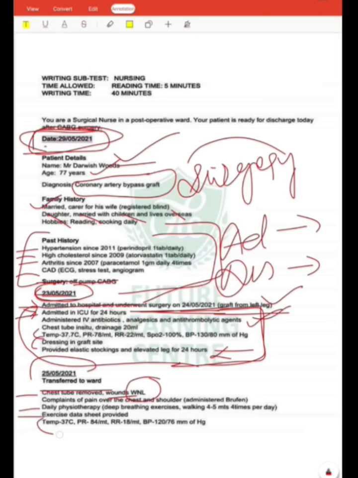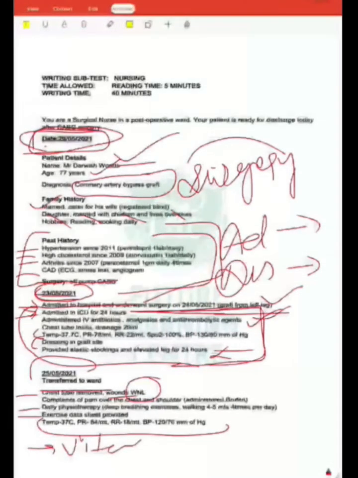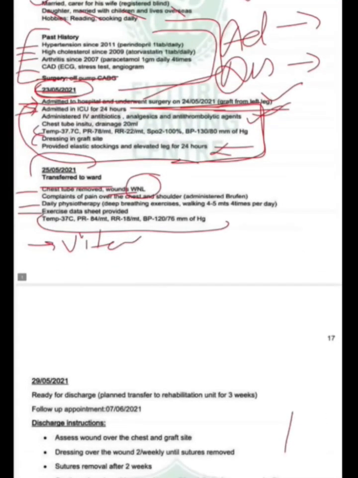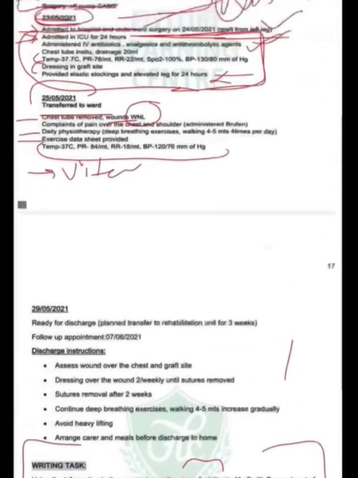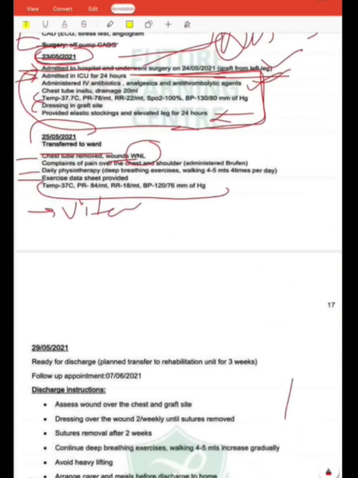Okay. Again, the temperature, pulse rate, respiratory rate, BP. You do not need to write it down in a sequence. You can write it: vital signs were within normal limits. Okay, after 25, the date given is 29. So, this is the last date. So, it is a 2 day gap.